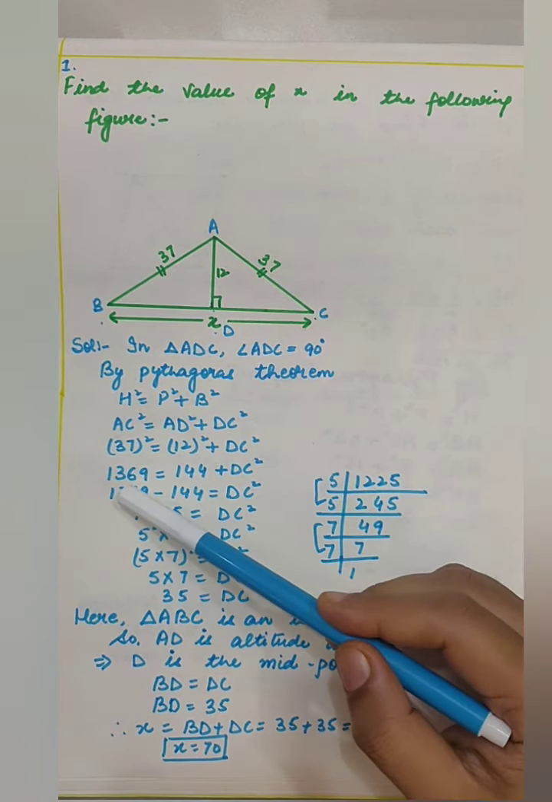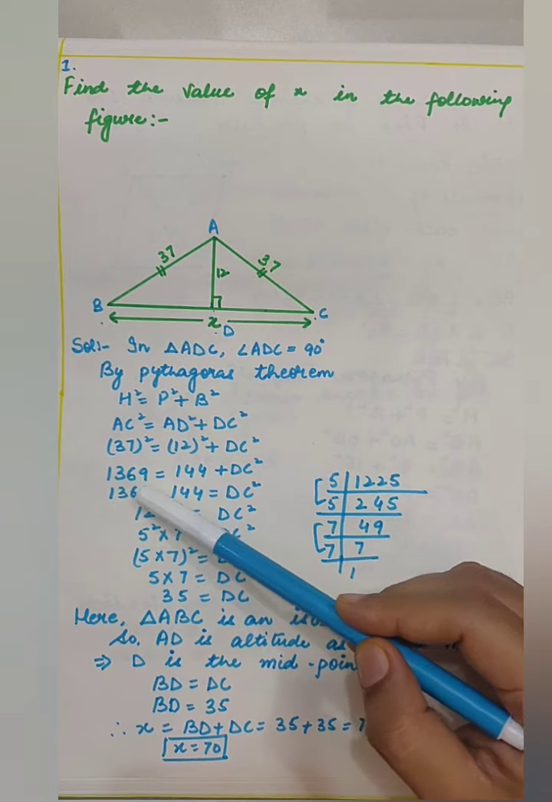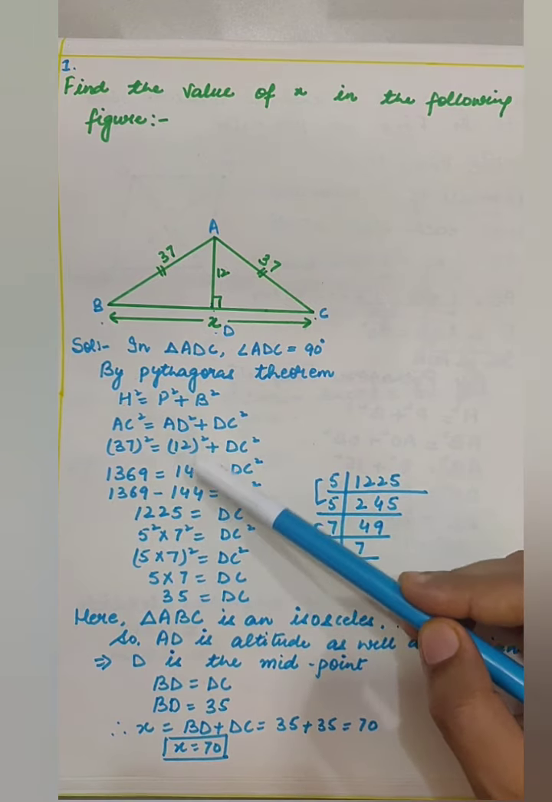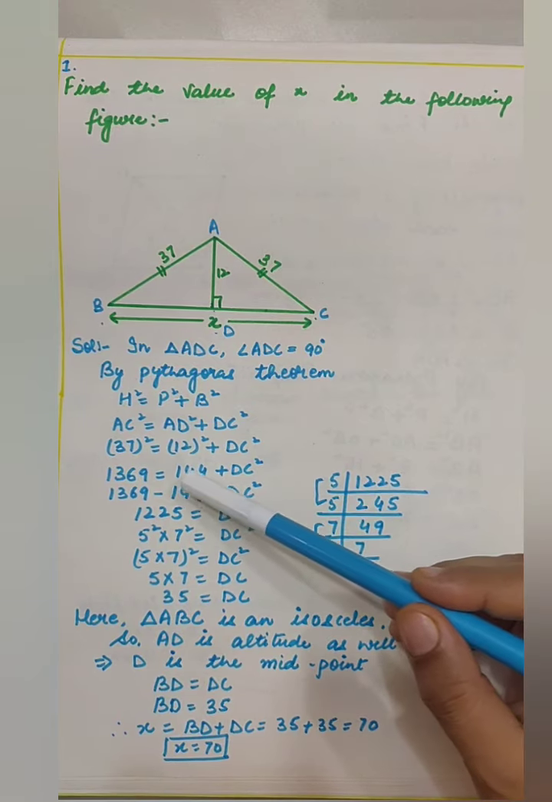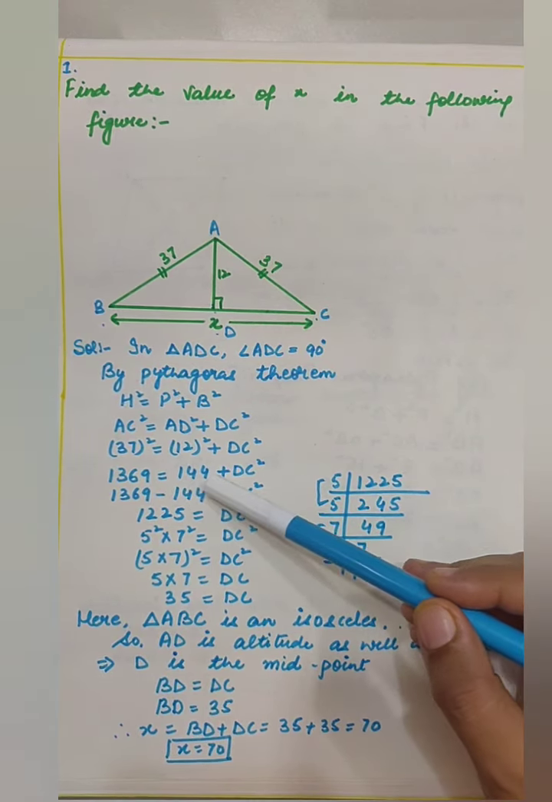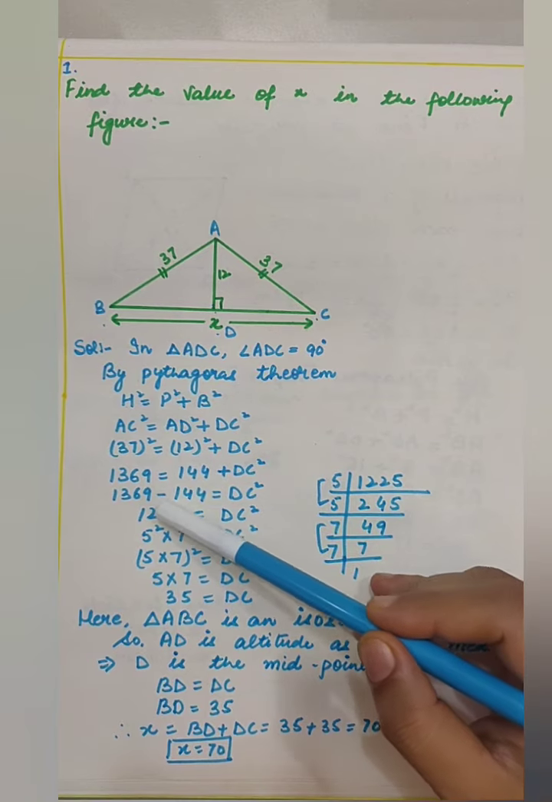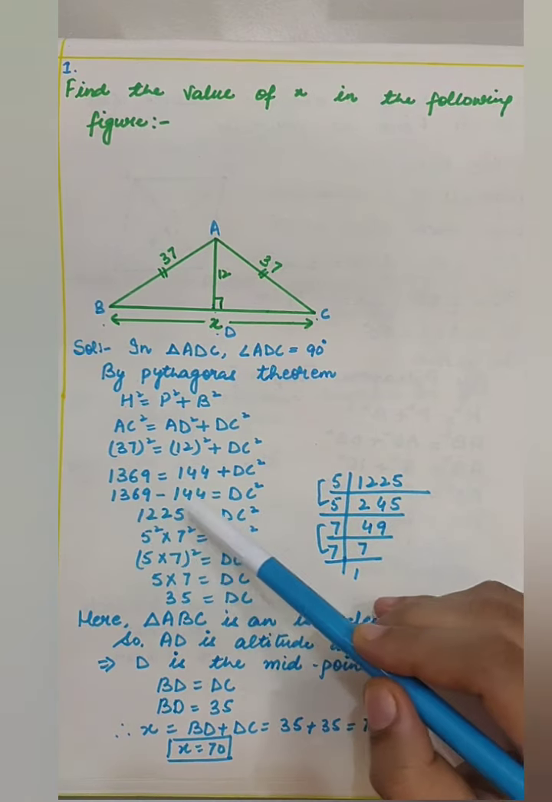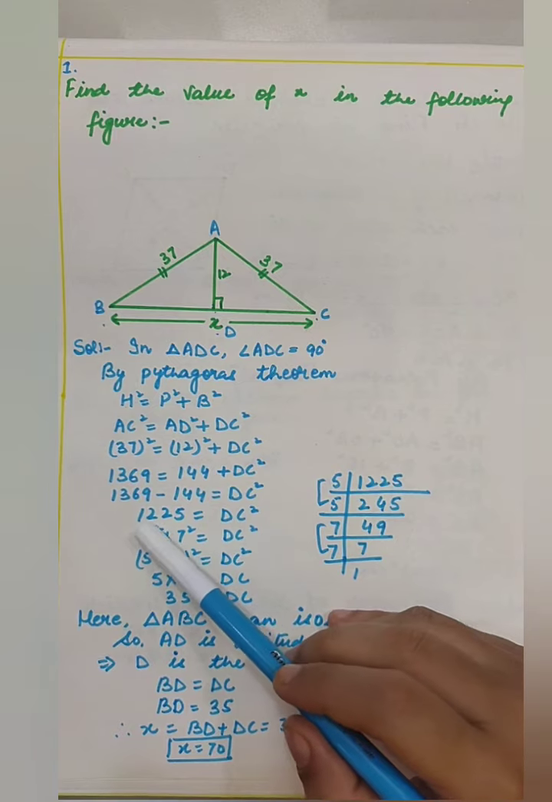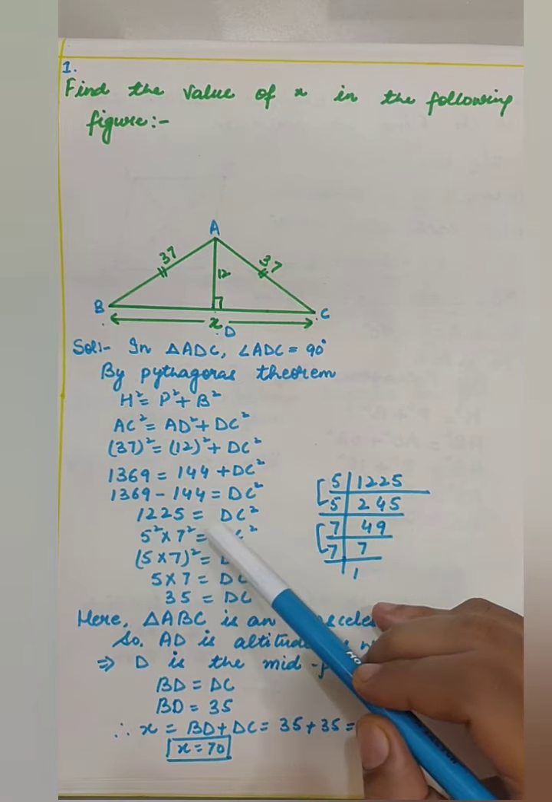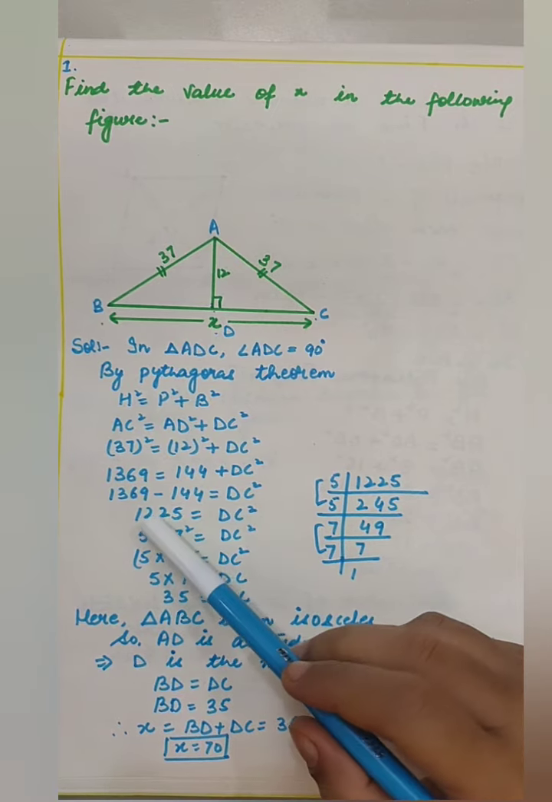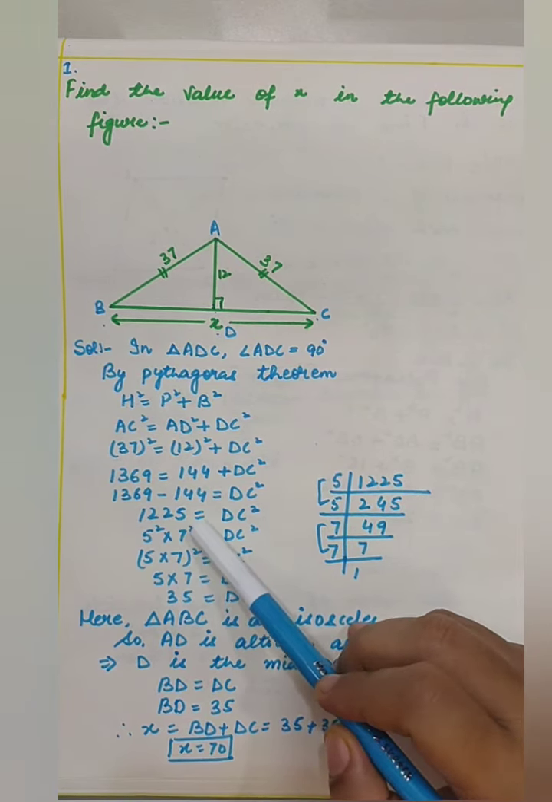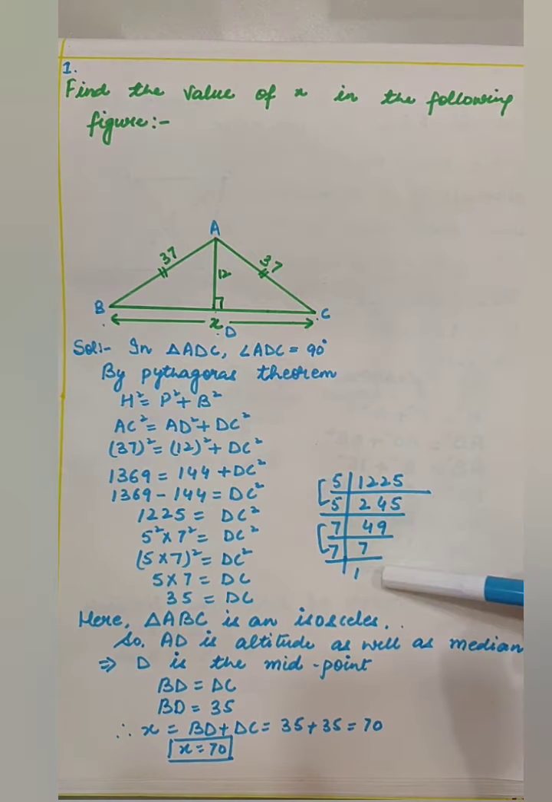37 into 37 is 1369, which is equal to 12 square, which is 144, plus DC square. As we take 144 to the left side, it becomes negative. So after subtracting, we will get 1225 as DC square. Now we don't know the number whose square is 1225, so we will find its factors by this method.